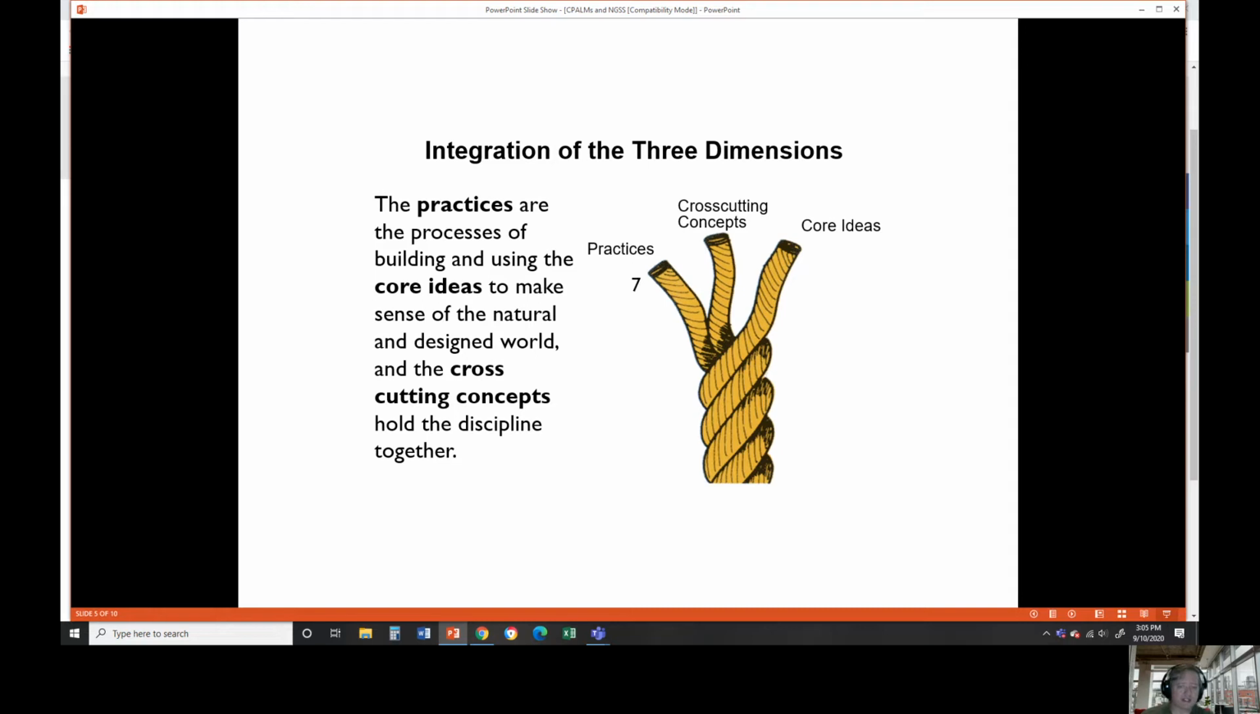So the practices are the processes, the building of the understanding. The core ideas and the cross-cutting concepts, these cross-cutting concepts are where, if I'm talking about this one thing, well, science is in a silo. How does this relate to other aspects or other ideas? And so we have those different cross-cutting concepts, and then finally, we have our core ideas.